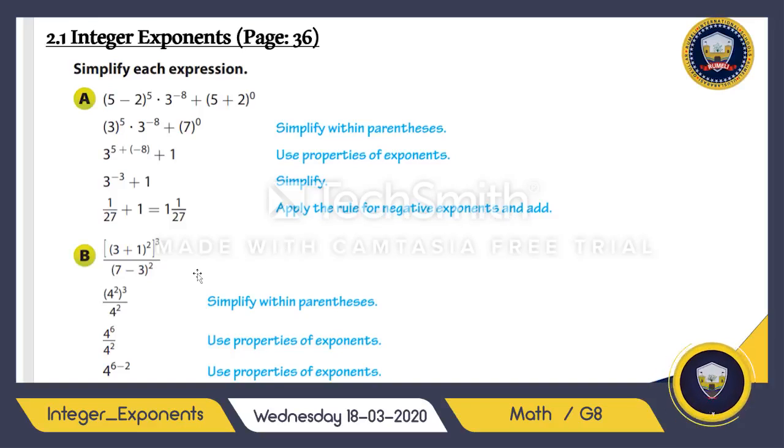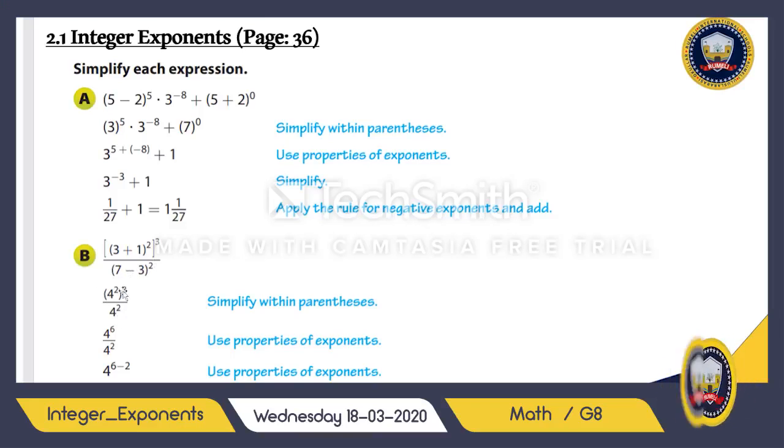Let's look at P. What is it? It's 3 plus 1 to the power of 2, all raised to the power of 3, divided by 7 minus 3, all to the power of 2. Wow, seems complicated, right? No. You can simplify it very well. Let's go step by step. 3 plus 1, what is it? It's 4. So this is 4 to the power of 2 raised to the power of 3. 7 minus 3 is 4 raised to the power of 2.